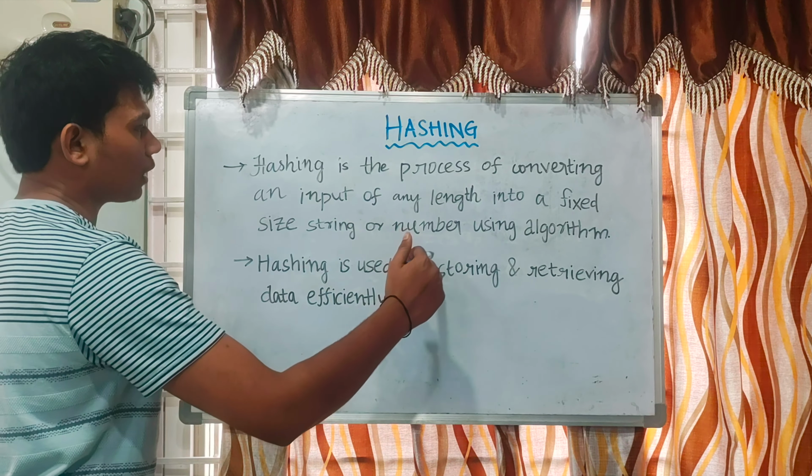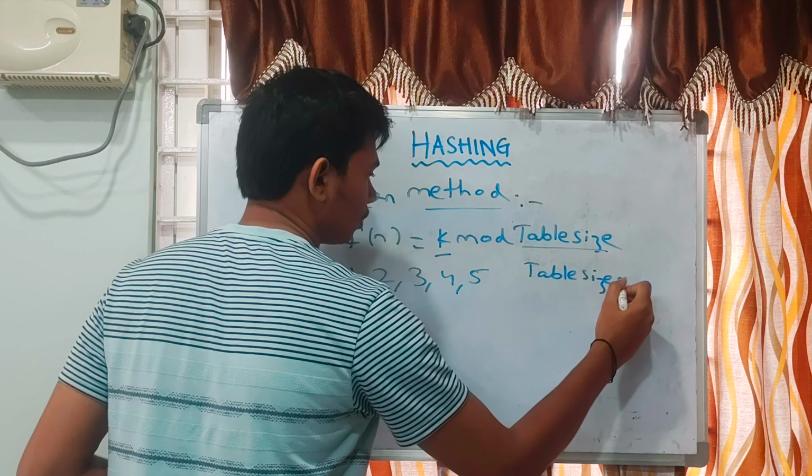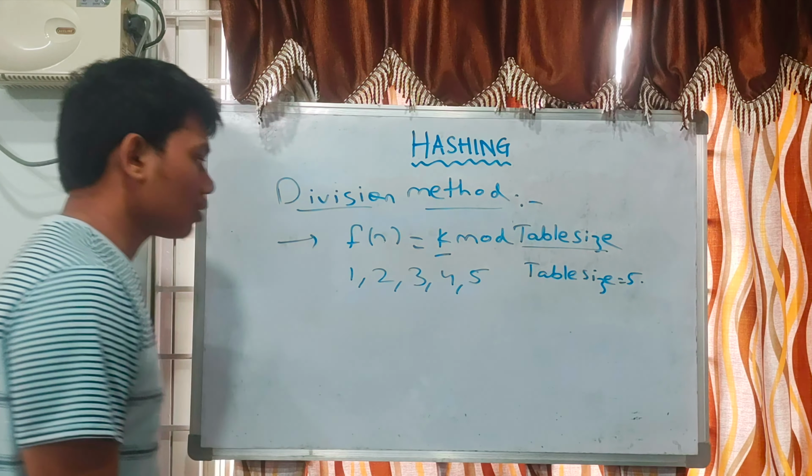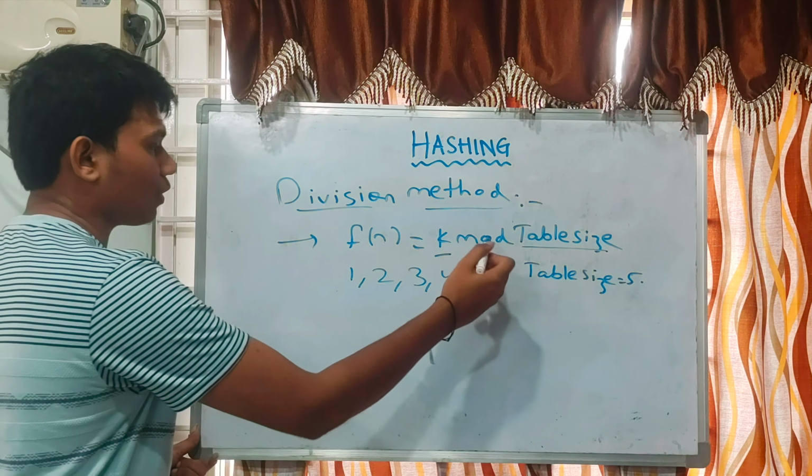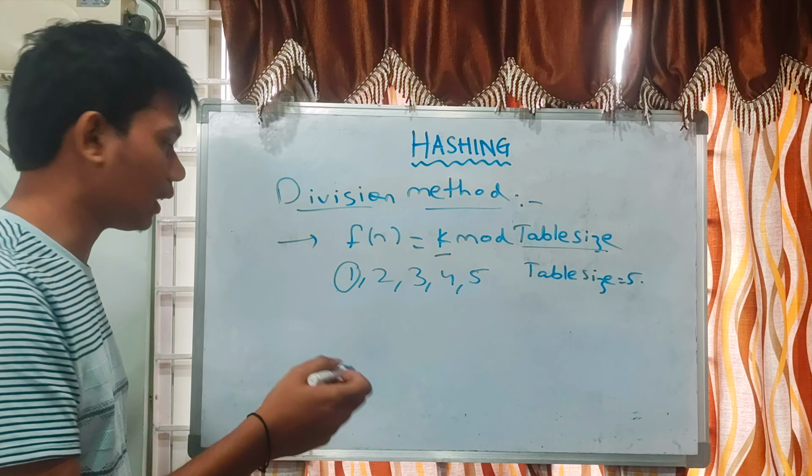Let us store these elements with the table size 5. So first we have to apply this hash function on every input element, and we have to get the index, and we have to store that element in a particular index.